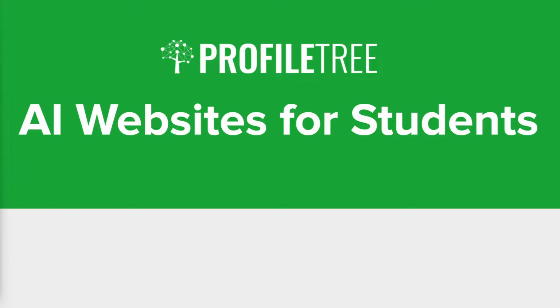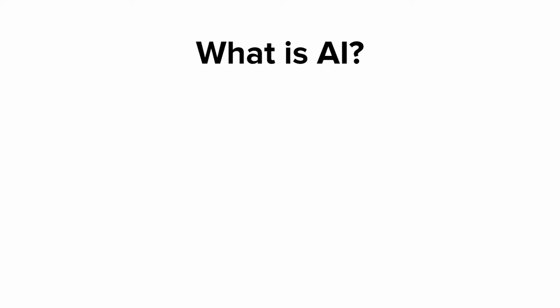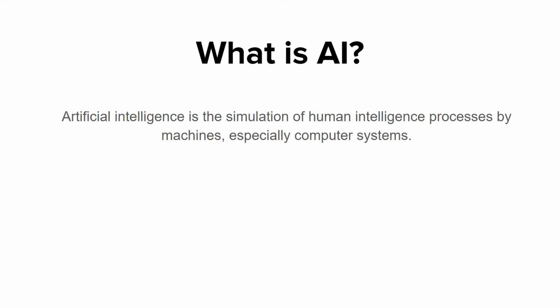In this video we're going to look at popular AI websites that students can use to help their learning and tailor their experience to individual needs and abilities as well. So what is AI? AI stands for artificial intelligence, and it's the simulation of human intelligent processes by machines, especially computer systems. And one of the key benefits of incorporating AI into the classroom and into your learning is the ability to provide students with a more personalized learning experience.